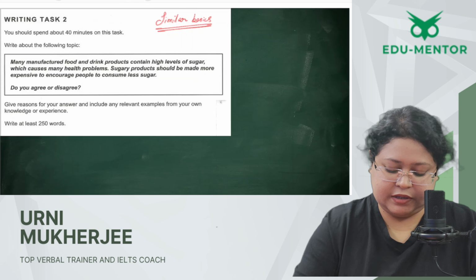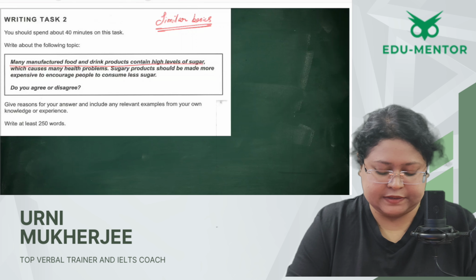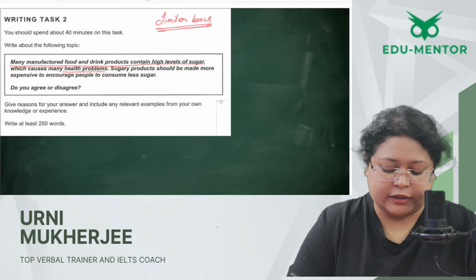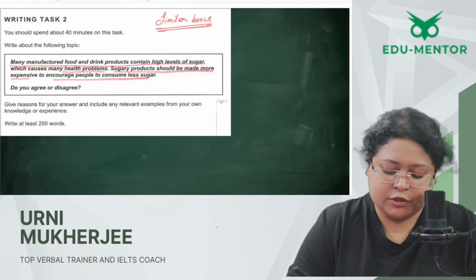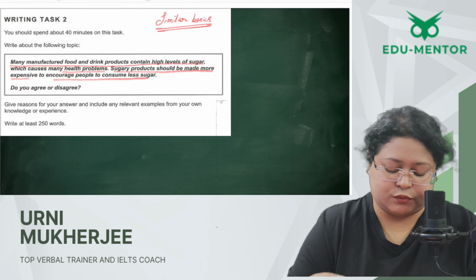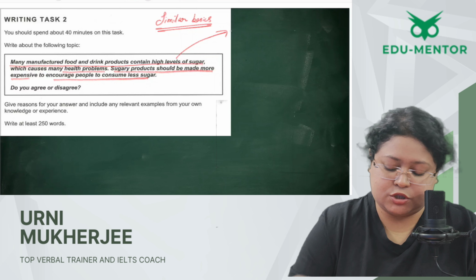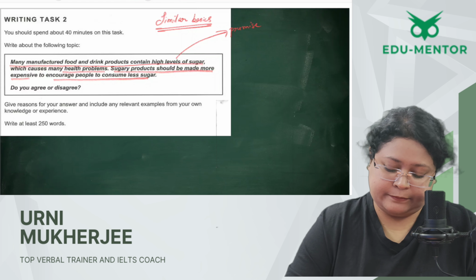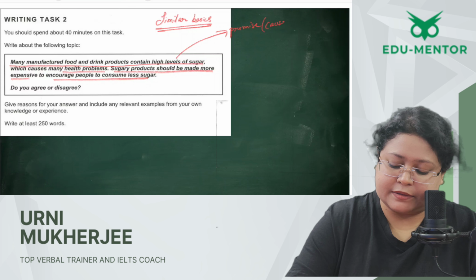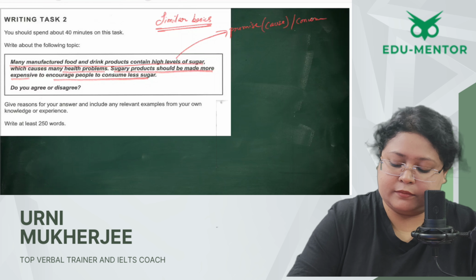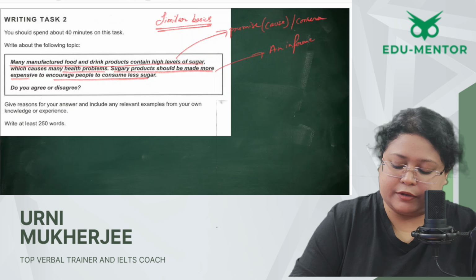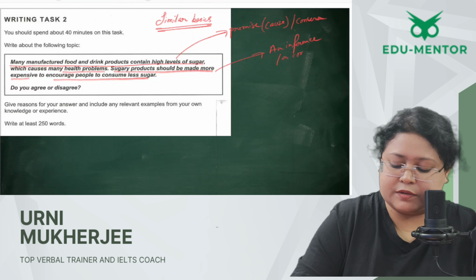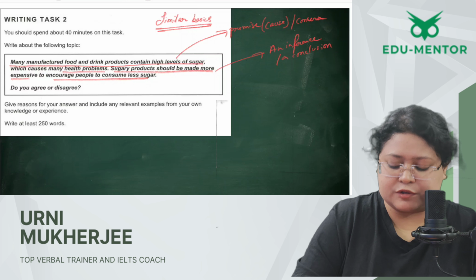So what you can see here is the topic which says many manufactured food and drink products contain high levels of sugar, which causes many health problems, right? Sugary products should be made more expensive to encourage people to consume less sugar. Now see, there are 2 things. There is a premise or a cause, or a concern, whatever you call it, right? And there is an inference or a solution, a proposed solution, let's say.